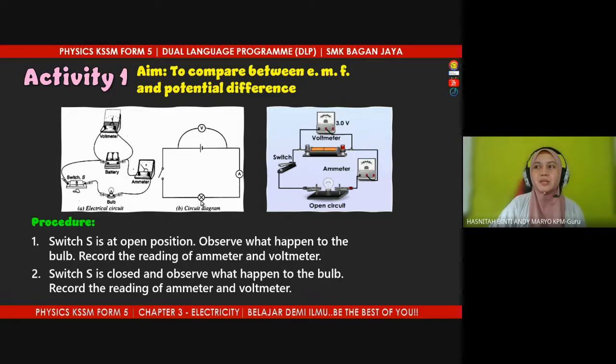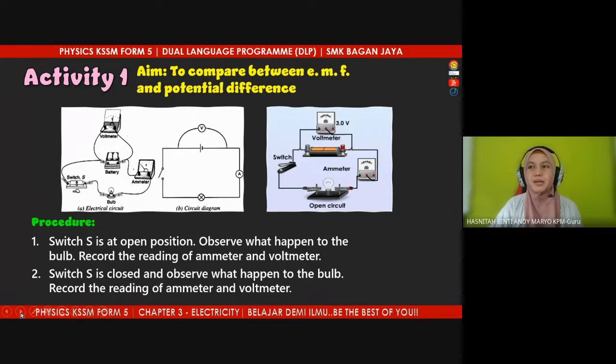So at this position, you can observe what happened to the bulb. Definitely the bulb won't light up, right? Because no current flows in the circuit. So you can record the ammeter reading and the voltmeter reading when the switch is open. Then the second step, now we close switch S. When we close switch S, the circuit is complete, so there is a current flow in the circuit. Now you will see a reading on both the ammeter and voltmeter.